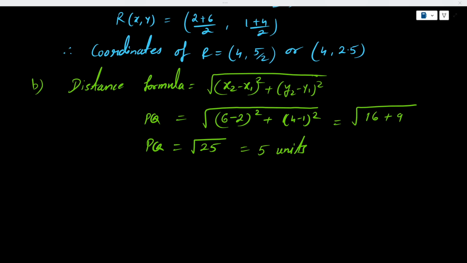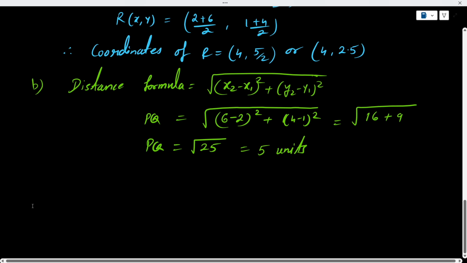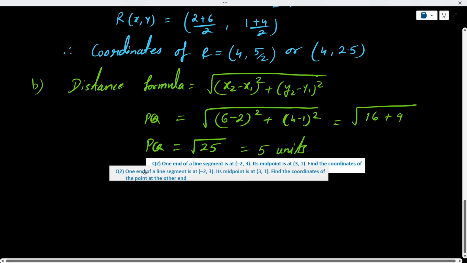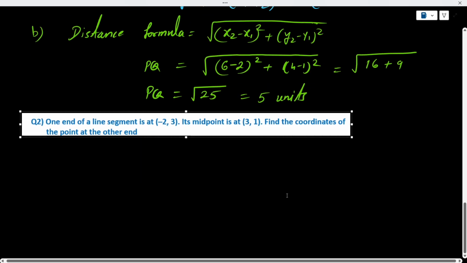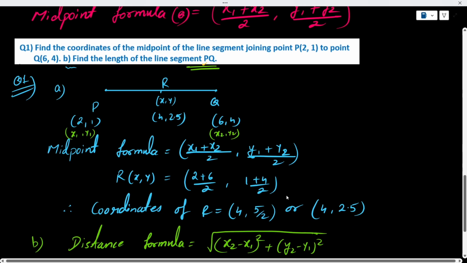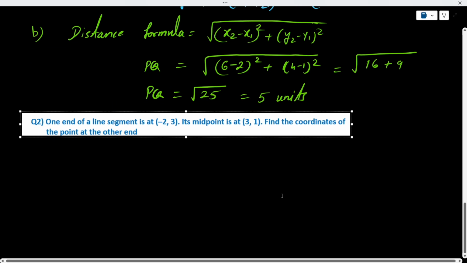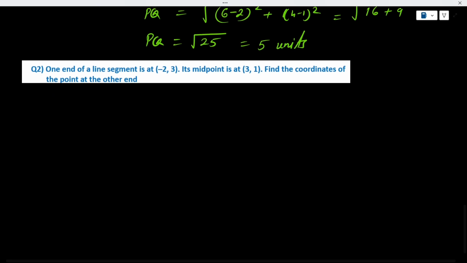So I will give you the next question also. This is your next question. It says here question 2, one endpoint of the line segment. See, in this question both the endpoints were given, P and Q, but in this next question it says one endpoint of the line segment. So it can be P or Q. It's minus 2 comma 3. The midpoint is given, which is 3 comma 1. Find the coordinates of the point of the other end.